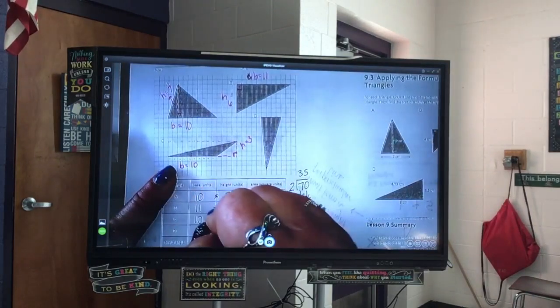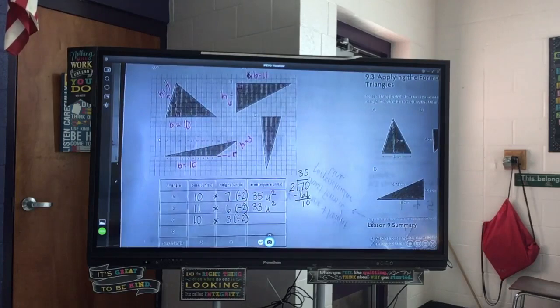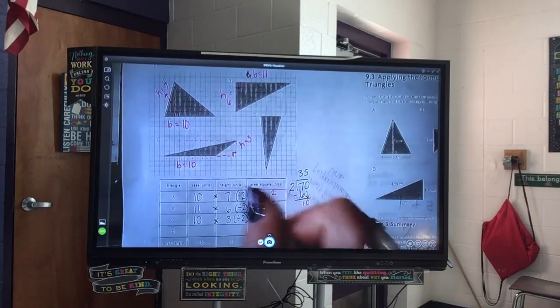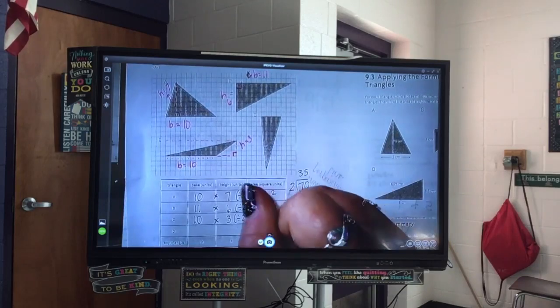So 10 times 3, and again, we have to remember we're dividing by 2. All right, so what is 10 times 3? Aiden? 30. And then I divide that by 2? To get 15 units squared. Perfect.